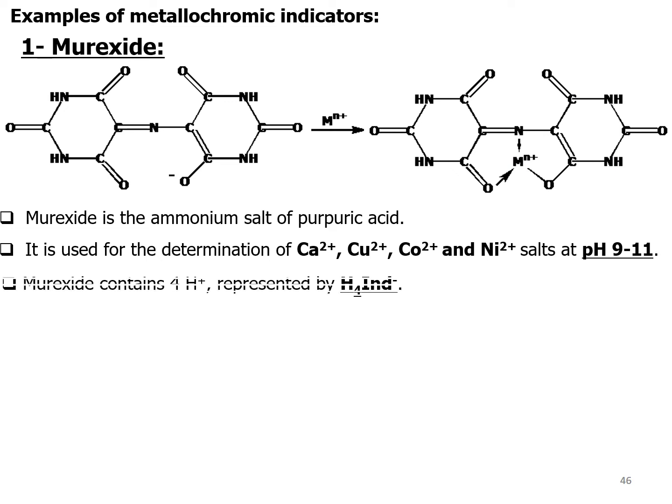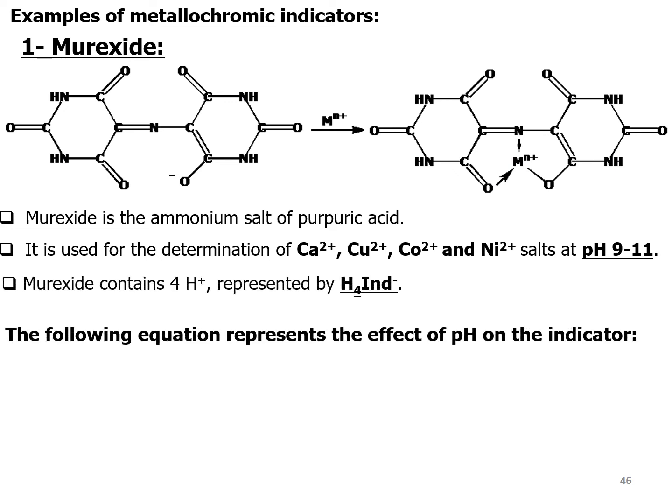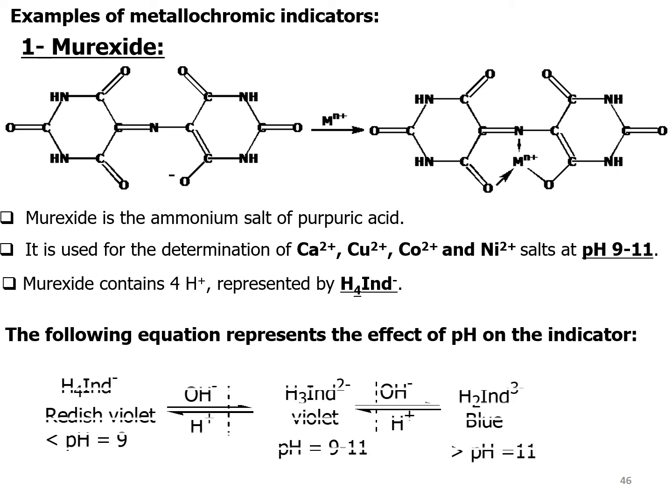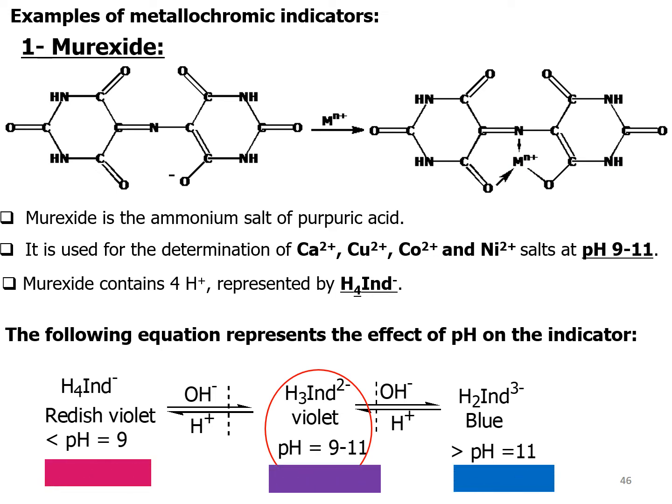At pH 9 to 11, murexide contains 4 hydrogens, and the following equation represents the effect of pH on the indicator. We usually select the one in the middle, giving a violet color at pH 9 to 11, above which blue color is experienced, below which reddish-violet color appears.